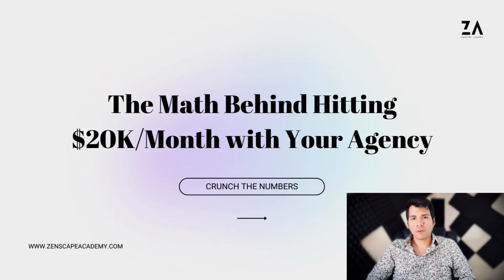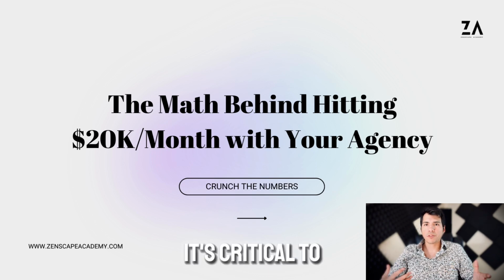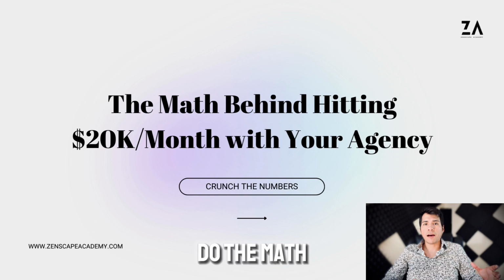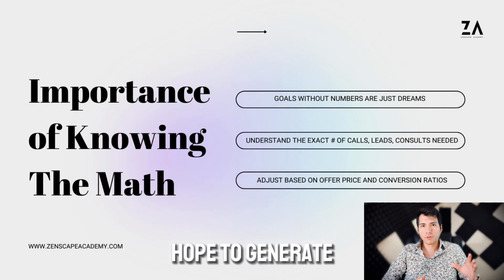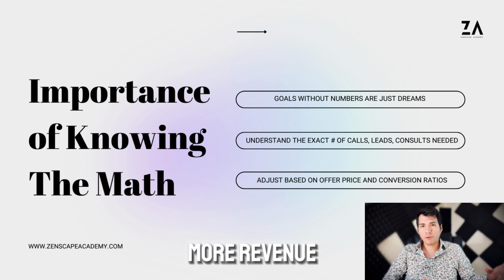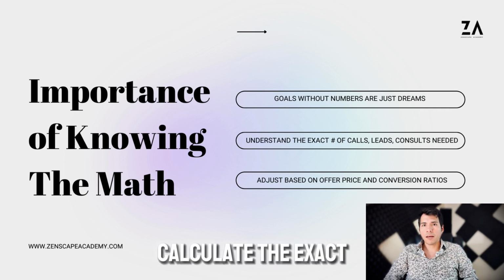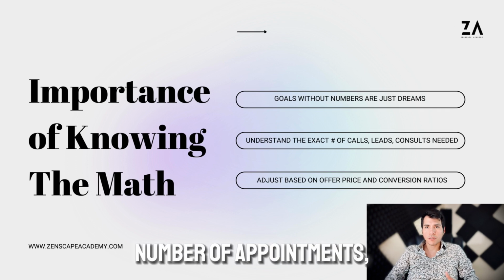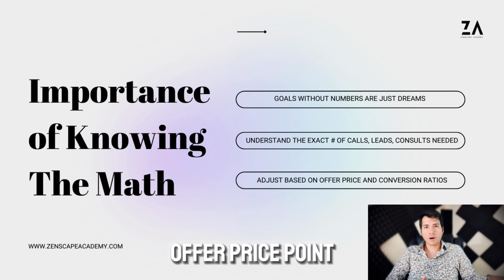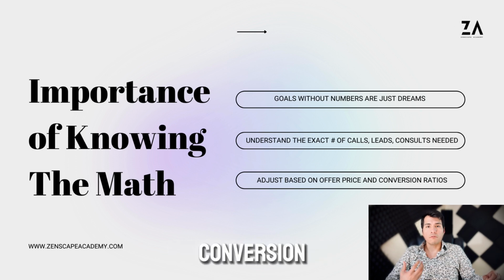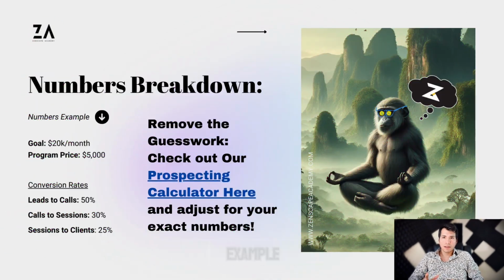Today, we will be discussing how to calculate the math behind hitting 20K per month inside your agency. So first, I just want to talk about why it's critical to do the math to determine how many sales you need. We can't just hope to generate more revenue if we don't have a clear path to getting there. You need to calculate the exact number of appointments, calls, and leads required based on your offer price point and current conversion rates. Let's jump over here and look at an example.